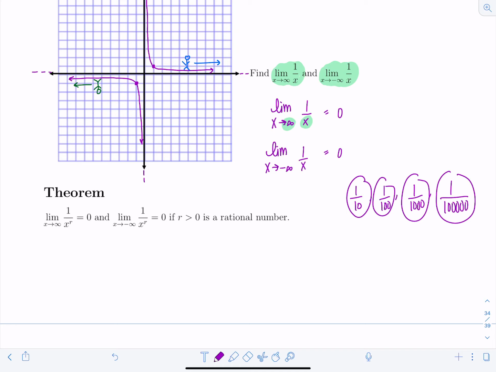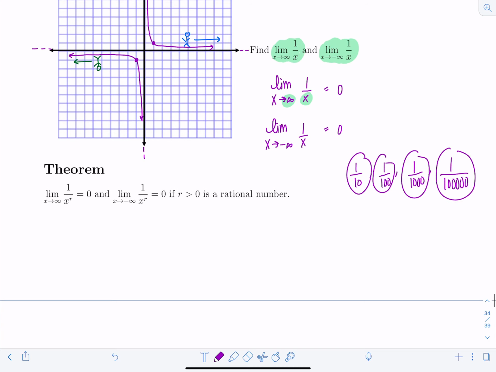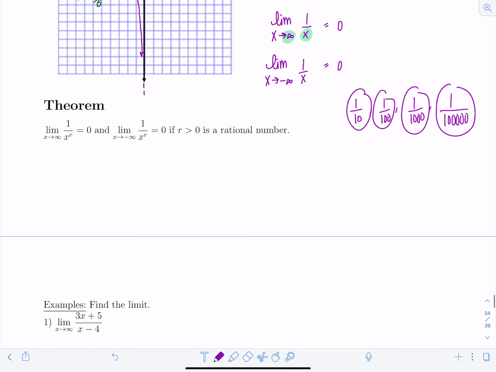And so it doesn't necessarily need to be just 1 over x. In fact, 1 over x squared, 1 over x cubed, or 1 over x to the r, for any rational number, the limit as x approaches positive or negative infinity will be 0. Okay, so if you have a constant in the numerator and the denominator is blowing up, then that means the whole expression is getting really, really tiny, and so the limit is equal to 0.